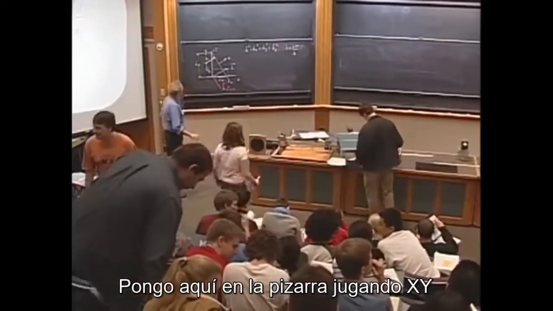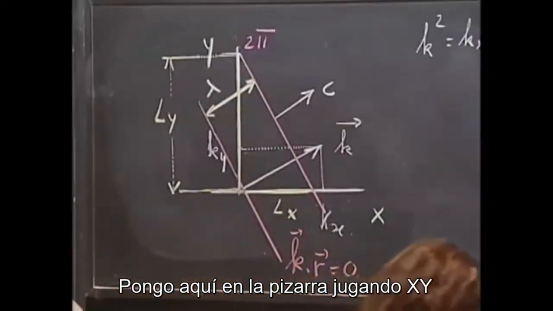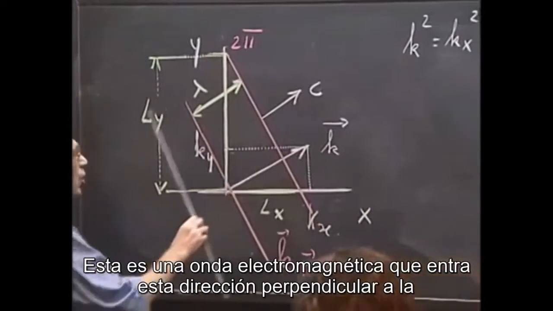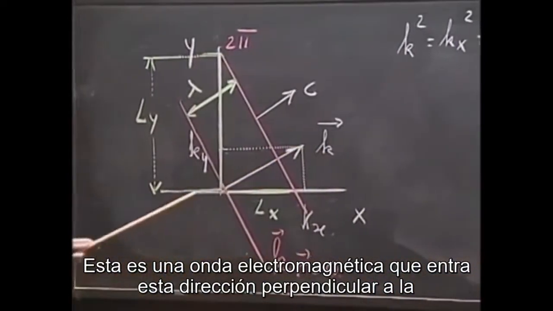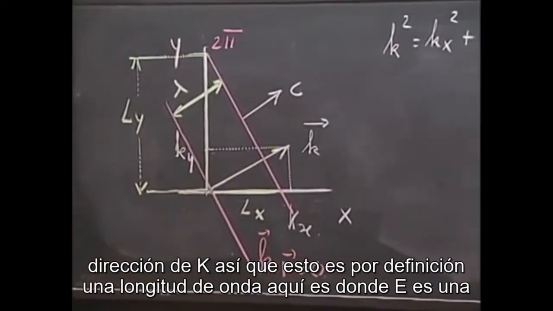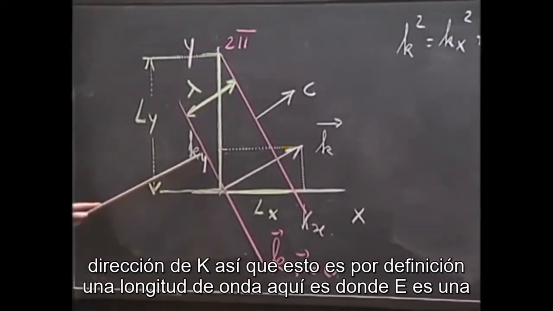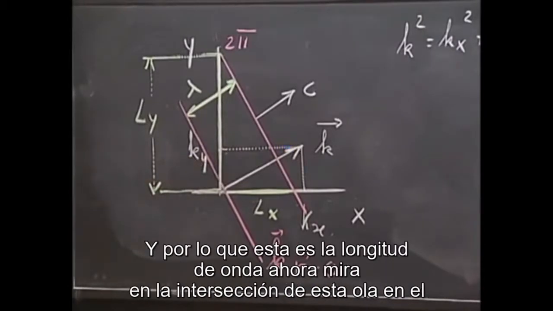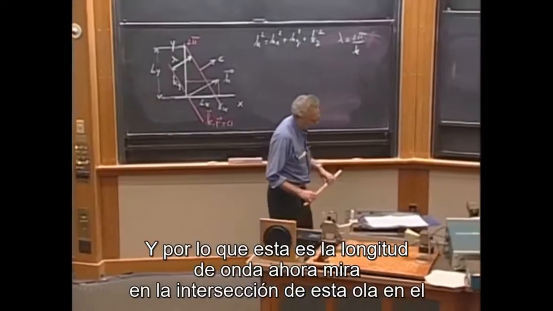I put here on the blackboard the XY plane. This is an electromagnetic wave going in this direction, perpendicular to the direction of k. So this is, per definition, a wavelength. This is where E is a maximum in your direction, and this is where it's a maximum in your direction. And so this is the wavelength.